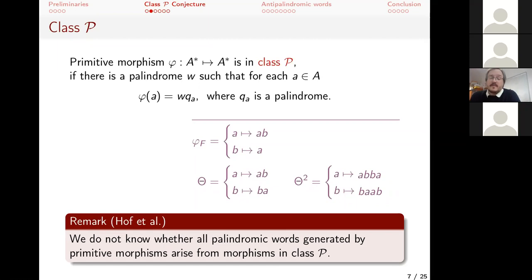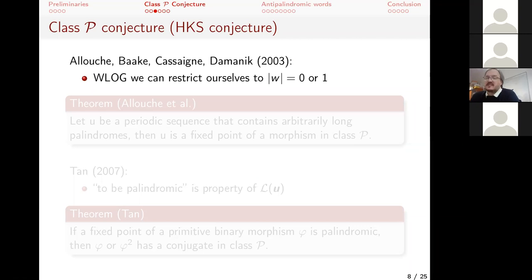exactly they said that we do not know whether all palindromic words generated by primitive morphisms arise from morphisms in class B. It's a little bit vaguely formulated, and we will see some formal formulation of this conjecture. So first, who studied this conjecture, we can call it either a class P conjecture or HKS conjecture because of the other authors were Alush, Bake, Kasen, and Demenik.